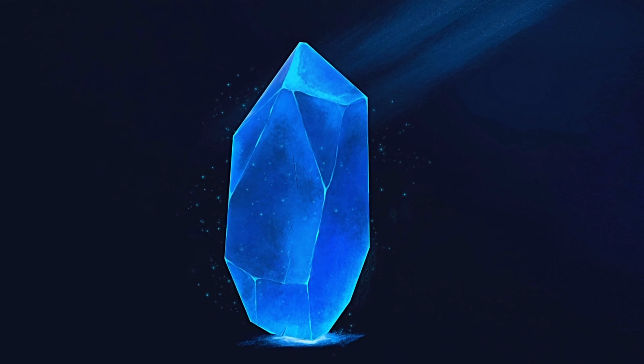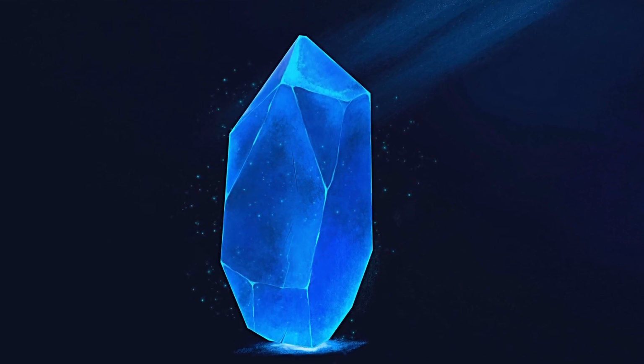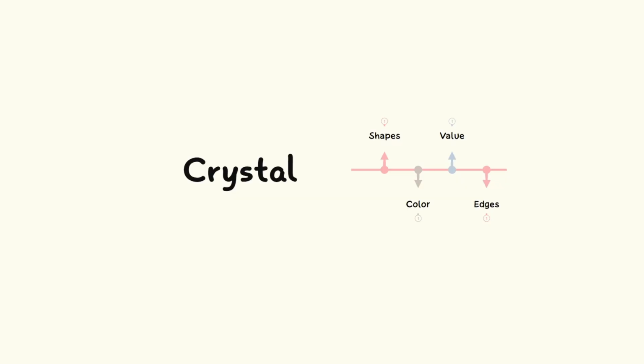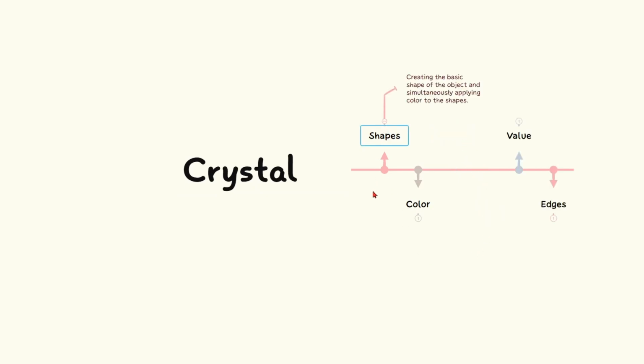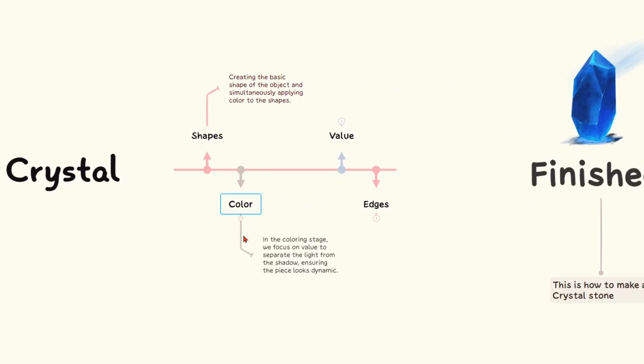In this tutorial, I will show you how to paint a crystal stone, step-by-step guidance. This video is divided into several parts. Creating the basic shape of the object and simultaneously applying color to the shape. In the coloring stage, we focus on value to separate the light from the shadows, ensuring the piece looks dynamic.